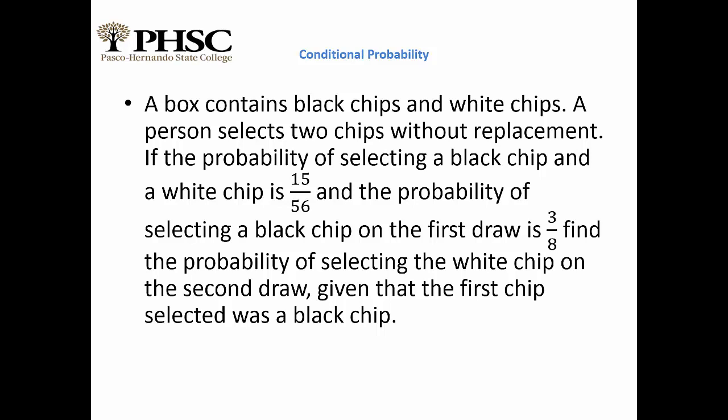A box contains black chips and white chips. A person selects 2 chips without replacement. If the probability of selecting a black chip and a white chip is 15 out of 56, and the probability of selecting a black chip on the first draw is 3/8, find the probability of selecting a white chip on the second draw given that the first chip selected was black.